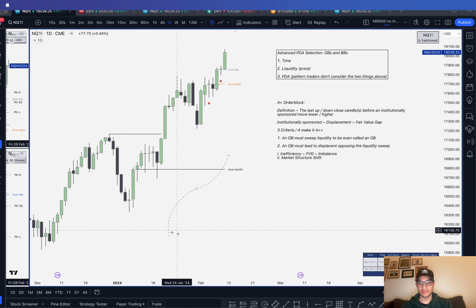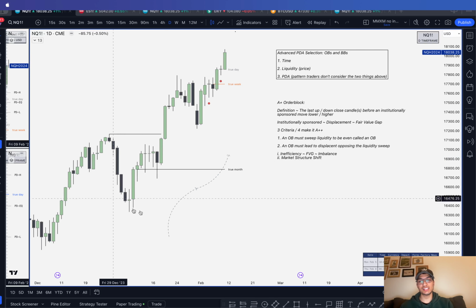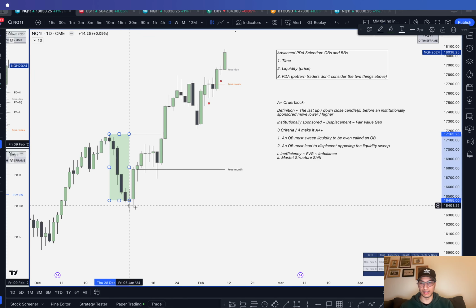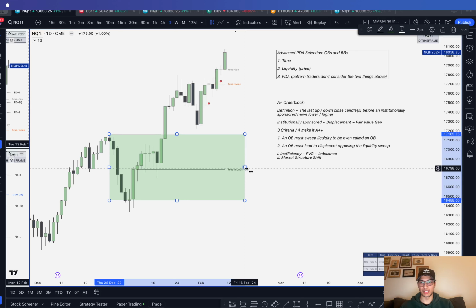Does that make sense? So orders are accumulated and orders are distributed, and unless you see the market structure shift, the distribution of orders from this order block has not been filled, so it's not a qualified order block. Essentially, market structure shift is showing you that this is an institutionally sponsored area of price right here. That's all I'm trying to say.